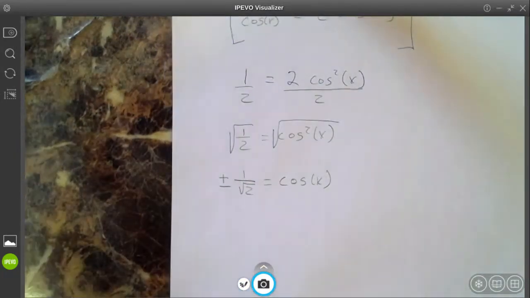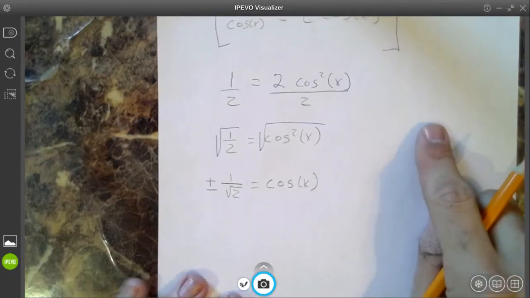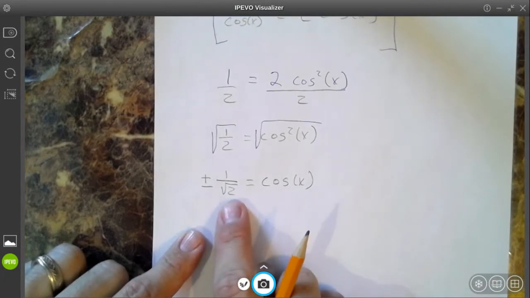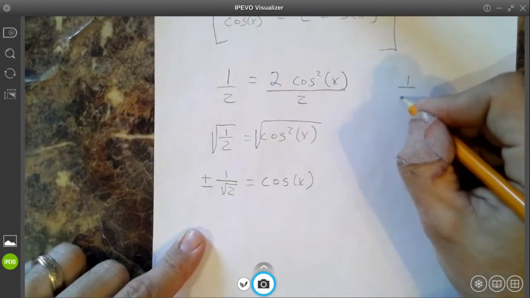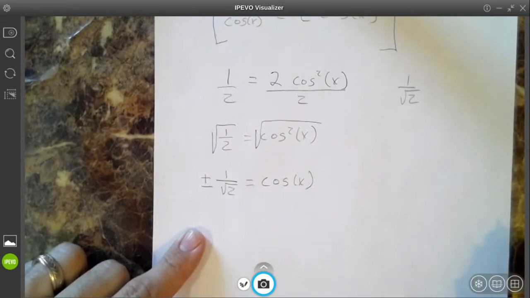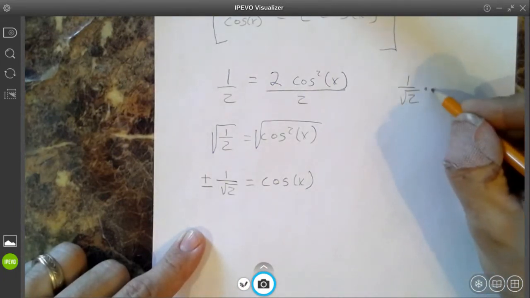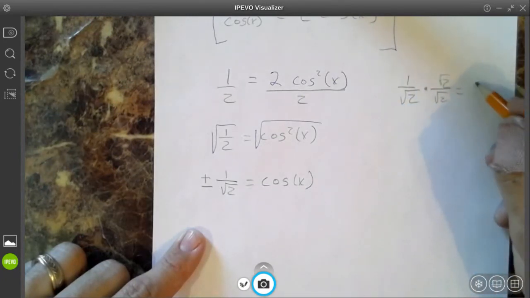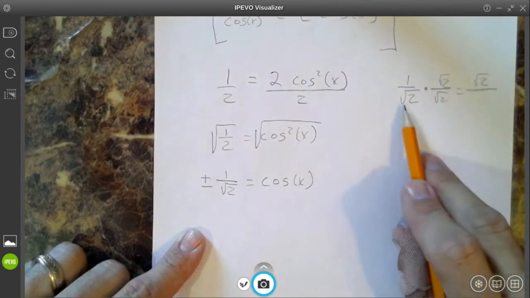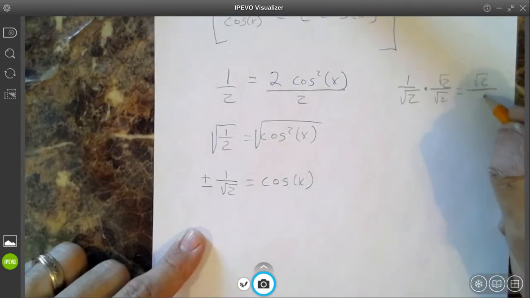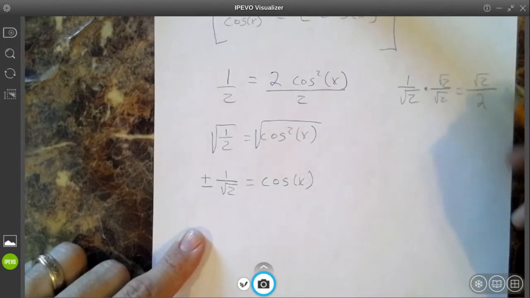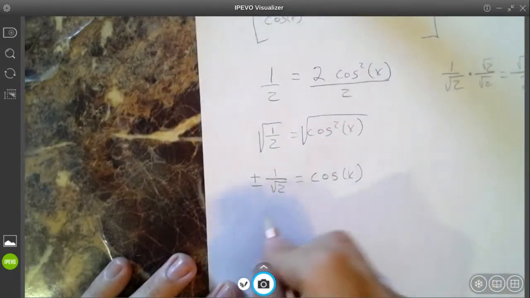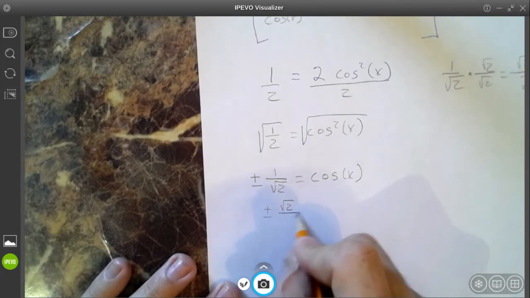Now, on a little side note, this is something you have to look out for. I recognize it because I've done it so many times, but this 1 over root 2 part, we need to rationalize that denominator. So multiply top and bottom by root 2. That's going to give us a root 2 on top, and then the square root of 2 times the square root of 2 is the square root of 4, which is 2 on the bottom. So this is really equal to plus or minus root 2 over 2.